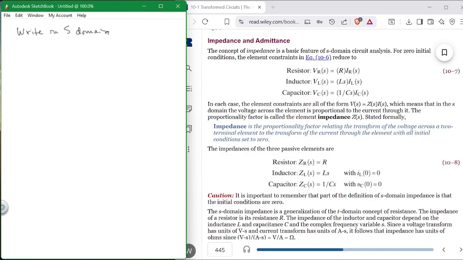So what is the impedance of a resistor? It's R. Easy. What is it for an inductor? It's L times S. What is it for a capacitor? 1 over CS. And they have over here little caveats, with iL(0) equal to 0.